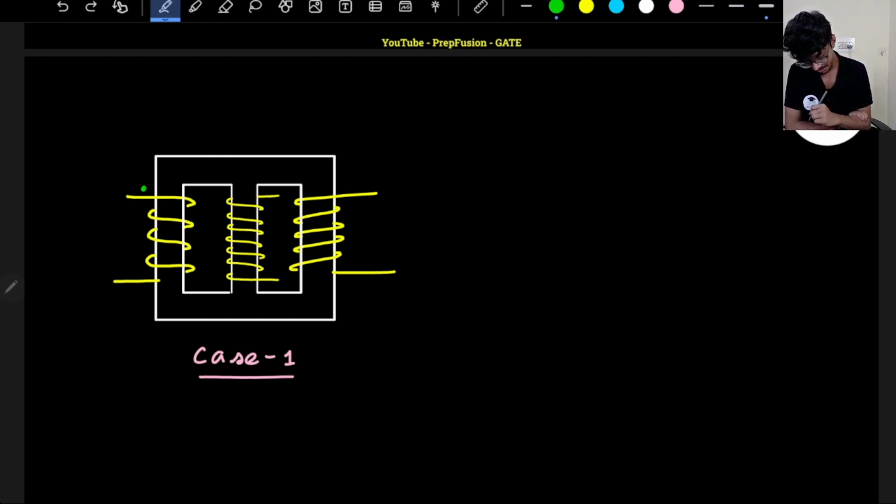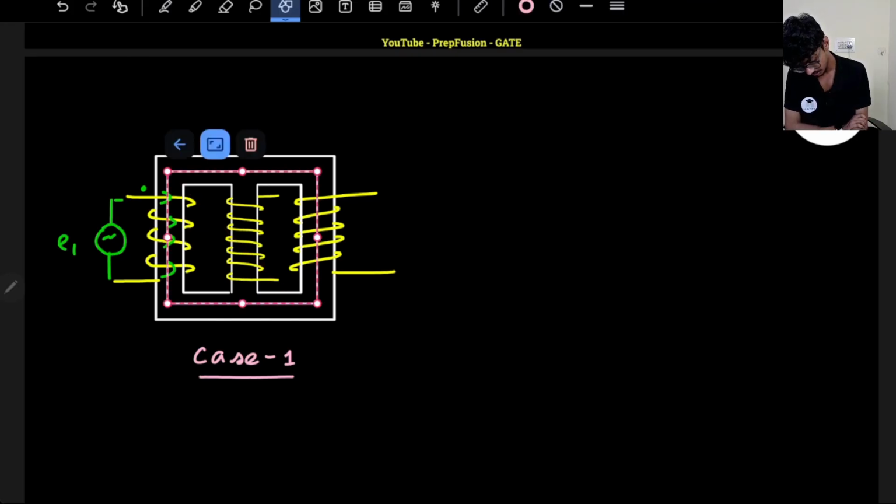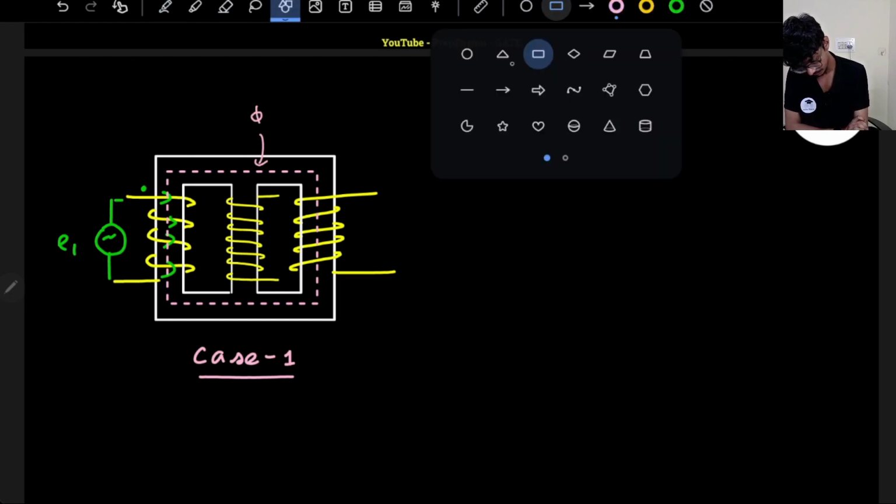If I solve by basics, I have a dot here, that means I'm applying some voltage here, right? Some E1 voltage here. So if I apply some E1 voltage here, the assumption is current will flow like this. If current flows like this, then it induces a flux, correct? So flux is like this, and this is my flux. And of course I have a flux here as well.